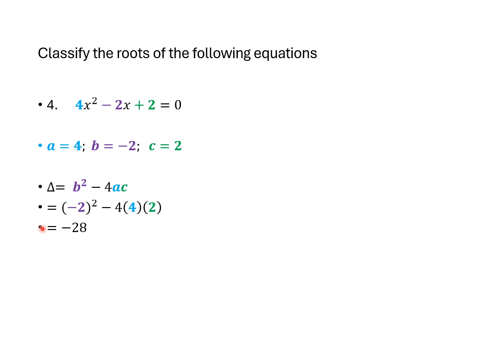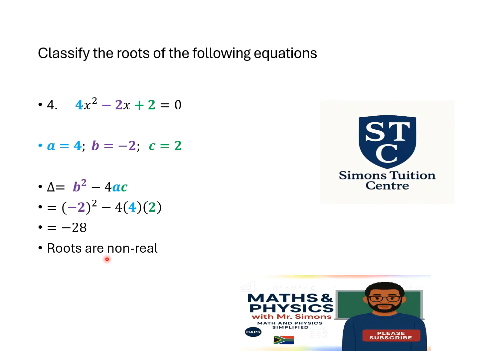Now when the discriminant is negative, we're dealing with non-real roots, meaning we can't factorize it and it won't touch the x-axis when we're plotting or finding x-intercepts. So my roots are non-real. I hope you understand and see how to classify roots. I try to do one of each. Practice and work through your problems if they ask for classification.